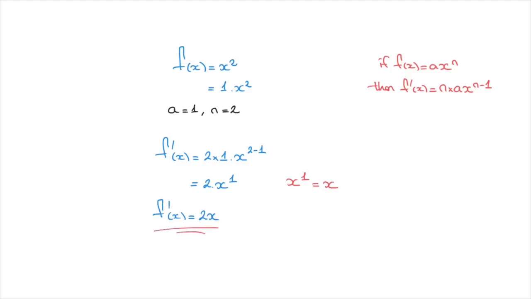Let's look at the third example. Say we're given the function f of x equals 5x. And again, we need to find this function's derivative function. Well, looking at this function, one may not see right away that we're dealing with the power of x. But in fact, we can think of this function as f of x equals 5 times x to the power of 1, since x to the power of 1 is equal to x.